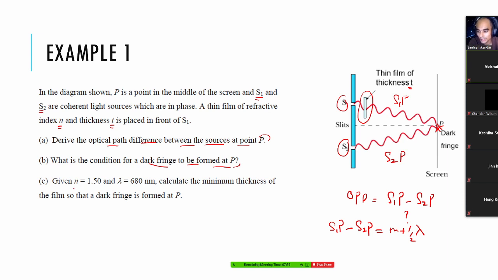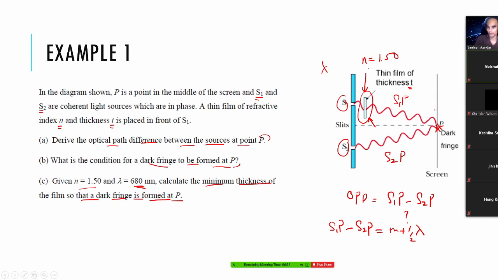Given that n equals 1.50, so it gives you the refractive index, n equals 1.50, and lambda equals 680 nanometers. Calculate the minimum thickness of the film so that a dark fringe is formed at P. Now, it gives you this n and the wavelength lambda. Find out the thickness of this film so that the dark fringe is formed at P.